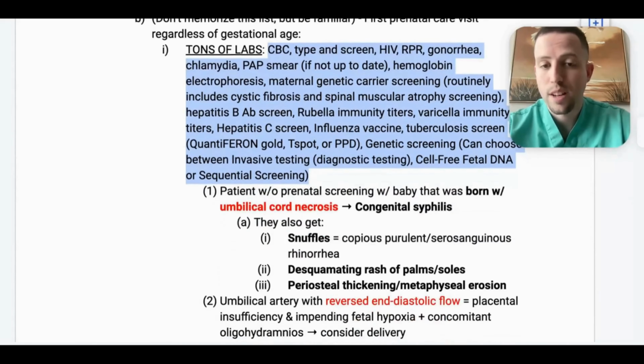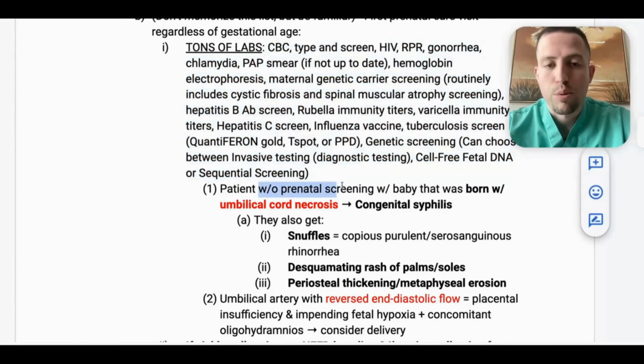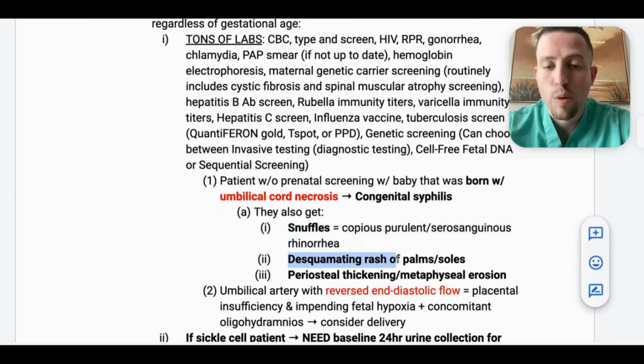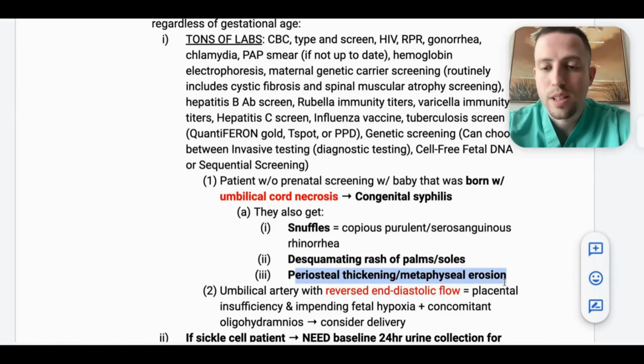But some important things to note is that a patient without prenatal screening with a baby that was born with an umbilical cord necrosis, you should think of congenital syphilis. And syphilis is one of those things that is very, very dangerous for the baby. So if they have umbilical cord necrosis, you should consider congenital syphilis. You'll also see things such as snuffles, which is a copious, purulent, serosanguinous rhinorrhea. They can have desquamating rashes of the palms and soles, and they can have periosteal thickening and metaphyseal erosion.